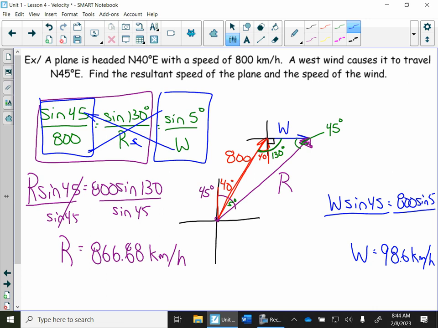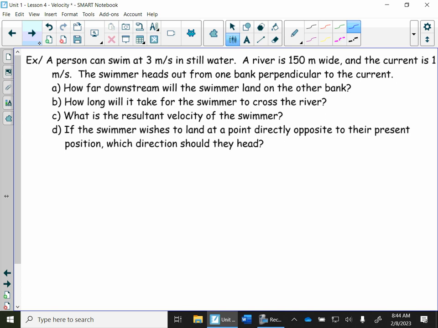Okay, so hopefully you tried one or two of those yourself to see if you could do it. If not, do we do them together? I've got one more problem for you. We call this the river problem. It's kind of our typical vectors thing that's not a plane or something like that.